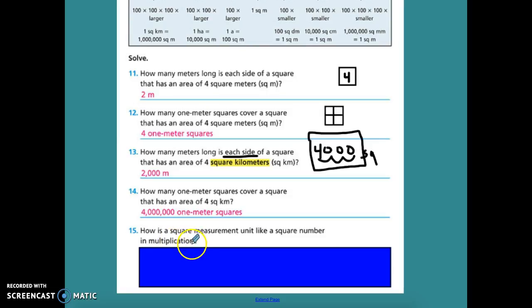All right, so this last question says, how is a square measurement unit like a square number in multiplication? And the answer is, when we're multiplying a square unit, it's basically multiplying a number by itself. So like if this is a square unit and this is 2, this is going to be 2 times 2, right? Because it's a square. Each side is the same. When we do a square number, we multiply the number by itself. So that's how they're similar to each other.